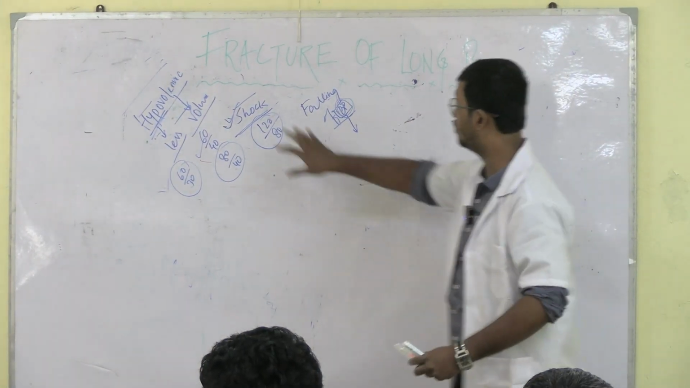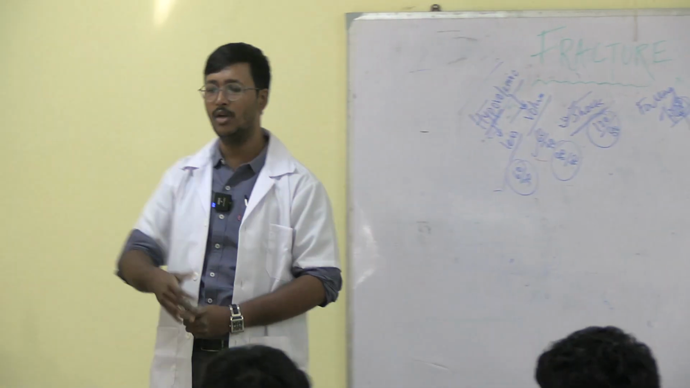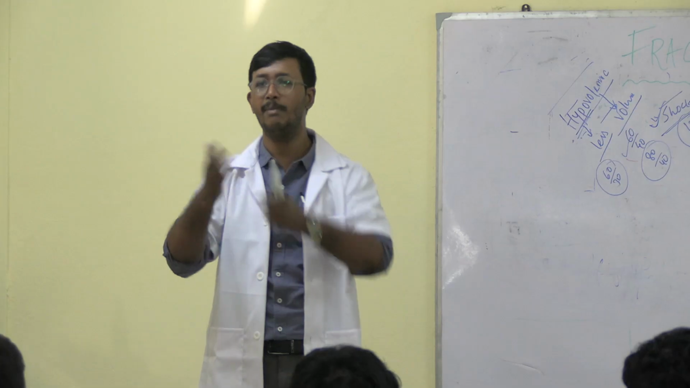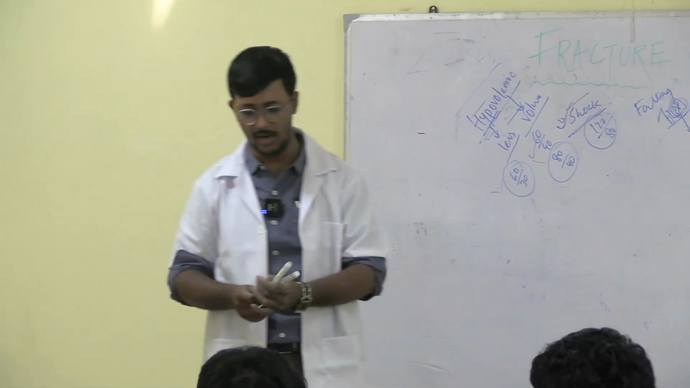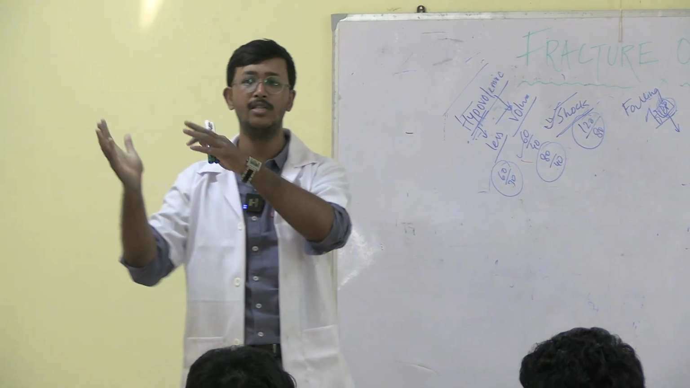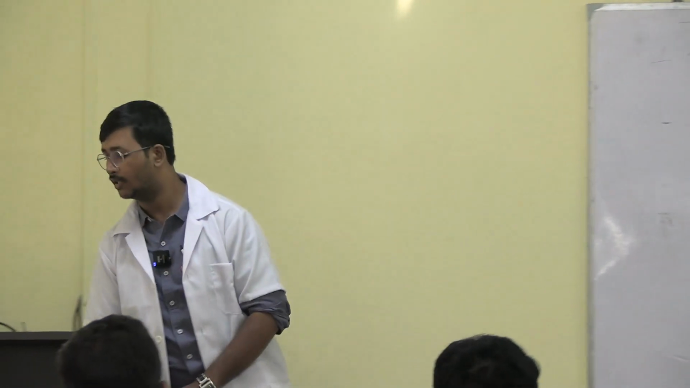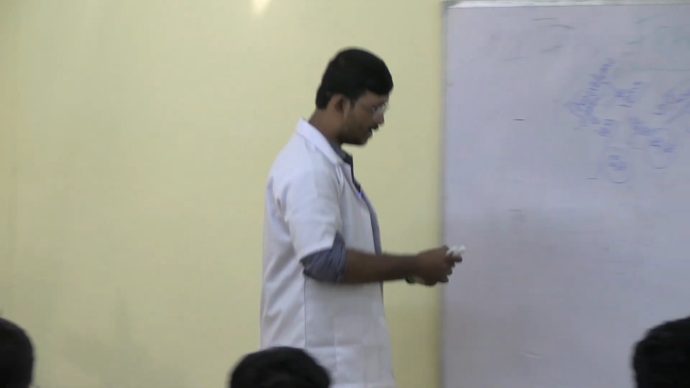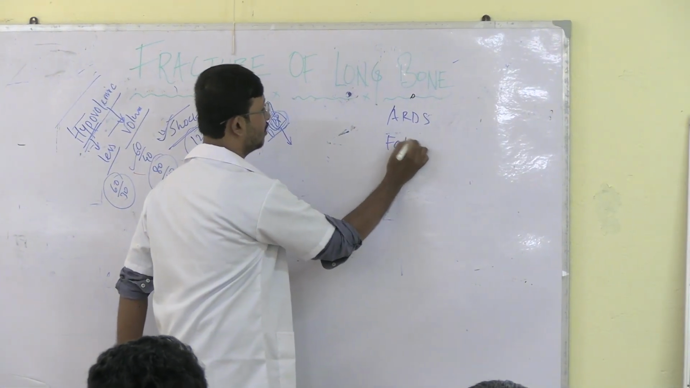Then next, these are your immediate complications that you will see at the accident spot. A person has undergone a fracture, but before the fracture he or she had a head injury, and due to this a massive loss of blood happened. So the person went into shock, and after shock the person died. That is your immediate complication. Now in early complications, I don't want to mention these terms because it will not be helpful for you. That is your ARDS and fat embolism. These are your early complications.